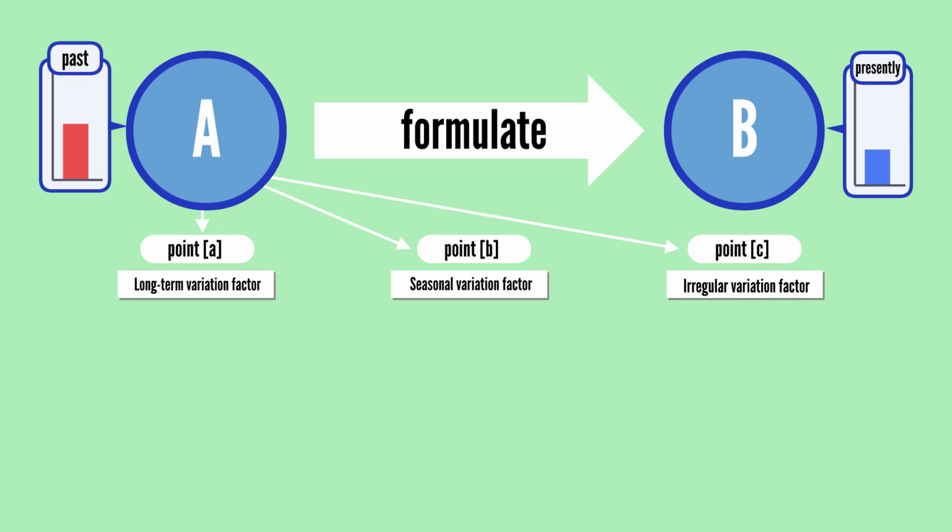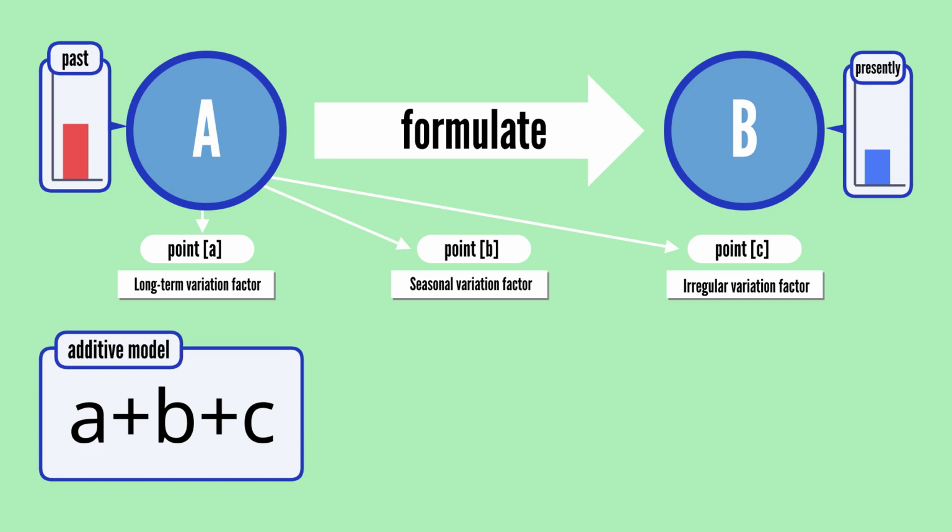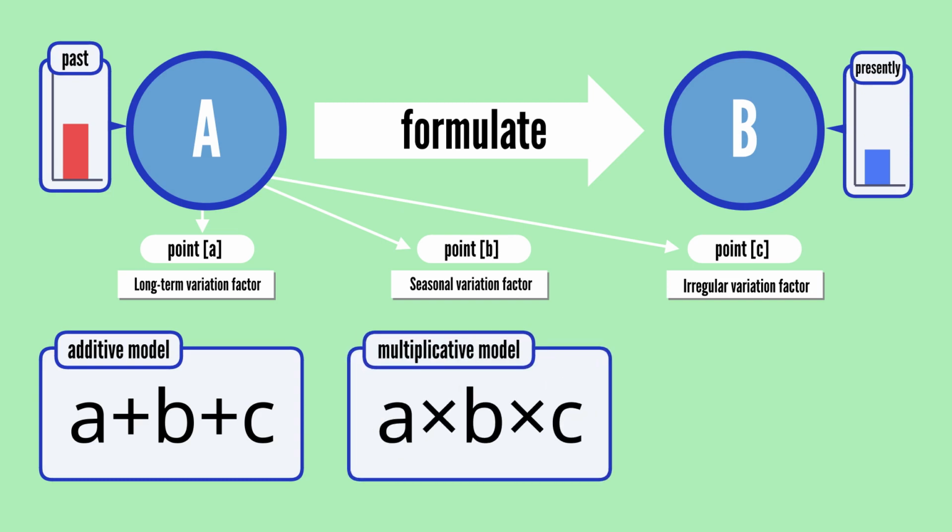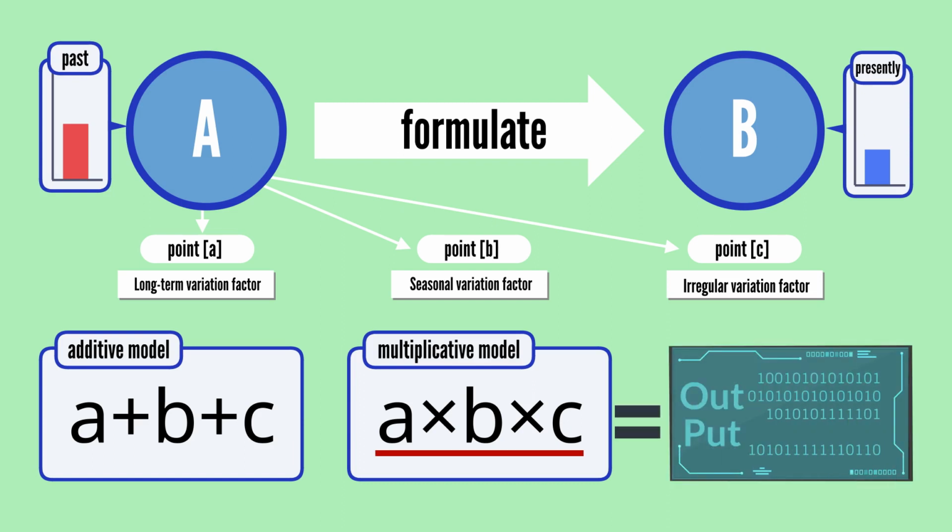There are two ways to break down factors. The additive model, which is given by A plus B plus C, and the multiplicative model, which is given by A times B times C. The multiplicative model is applied to the case where the final data can be correctly explained by interpreting that it is the product of the multiplication of two or more factors. A model that properly represents the change in past data should be chosen.